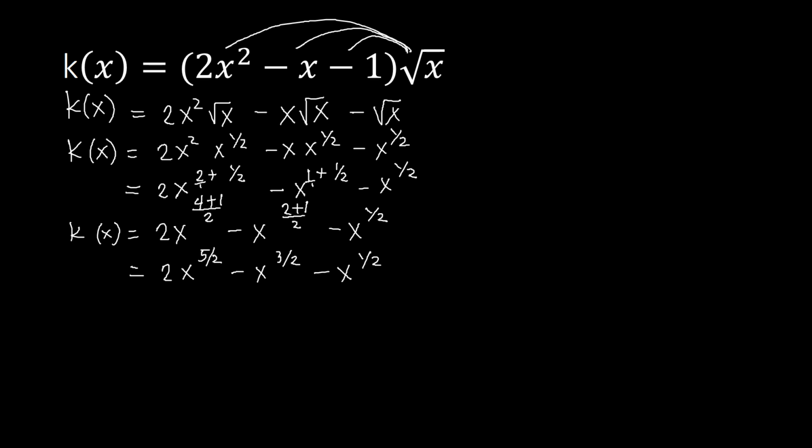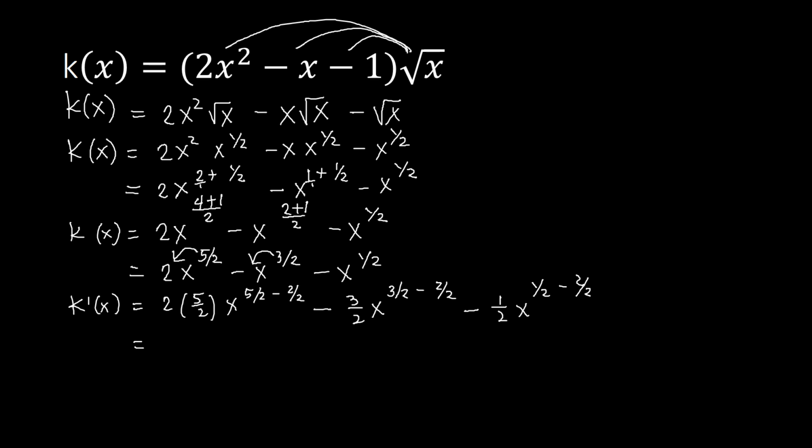And then we are now ready to get our derivative for that one. So k prime of x will be equal to, we put this down here and multiply that one with the constant multiple 2. So this is now 2 times 5 over 2, x to the power of 5 over 2 minus 1, or minus 2 over 2. Minus 3 halves, we can put that down there. So minus 3 halves x to the power of 3 halves minus 1, or 2 over 2. And then we have minus, we bring down 1 half, so we have 1 half x to the power of 1 half minus 2 over 2. Simplifying this one, this is now equal to 2 times 5, that's 10 divided by 2, that's 5. x to the power of 5 minus 2, that's a 3. We copy the denominator 2. Minus 3 halves x to the power of 3 minus 2, that's 1.